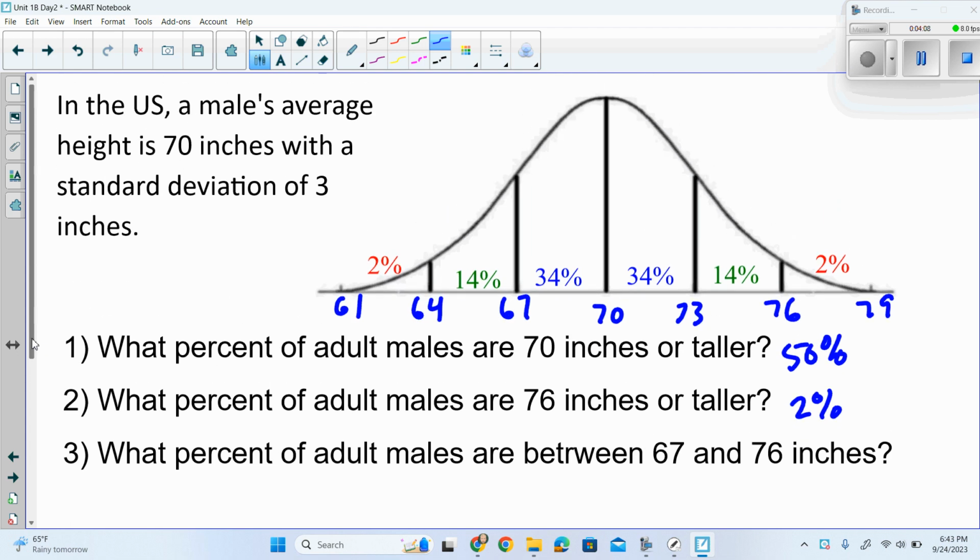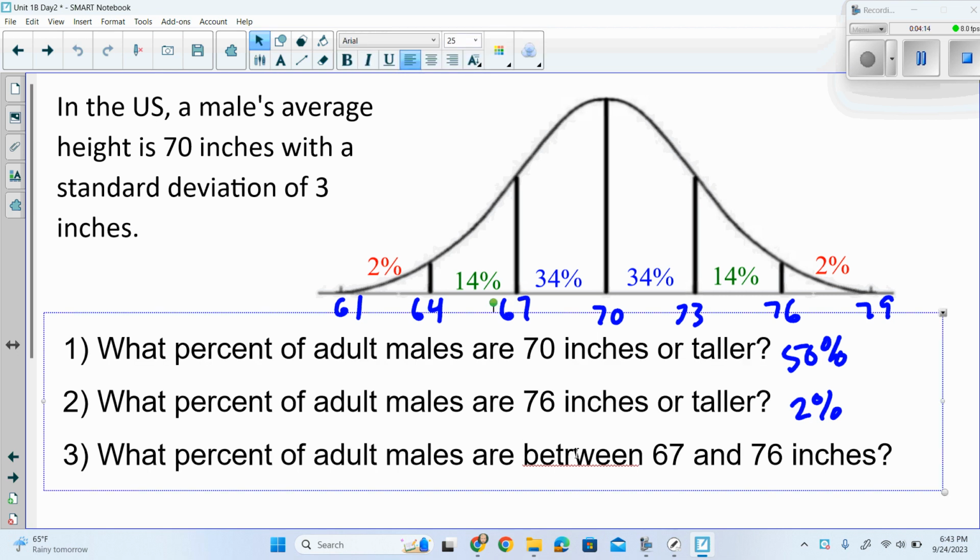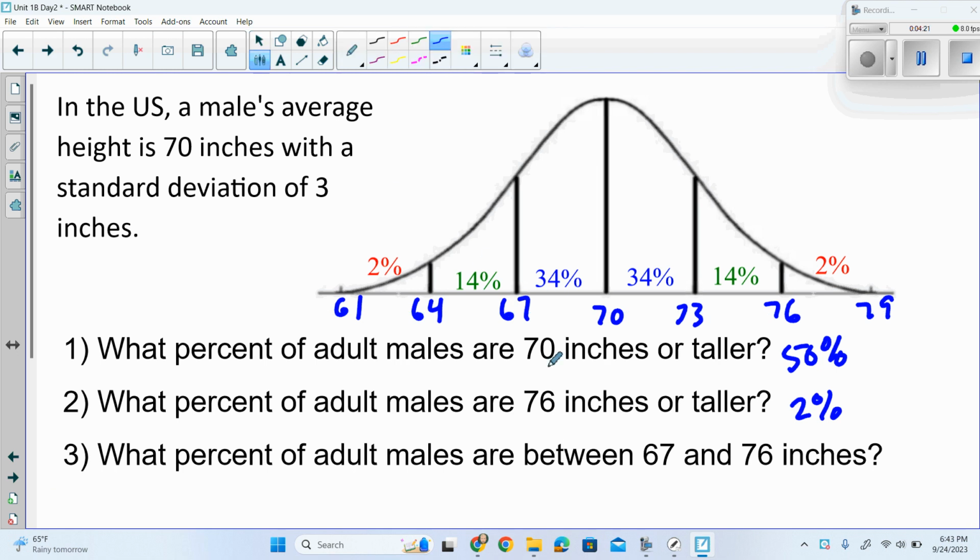What percent of adult males are between 67 and 76? And just like the box and whisker plot, we can just go to 67 and start adding up these chunks here. So 34, 34, and 14. So that's 68 and 14, 82, I believe. I'm going to work with that. All right.